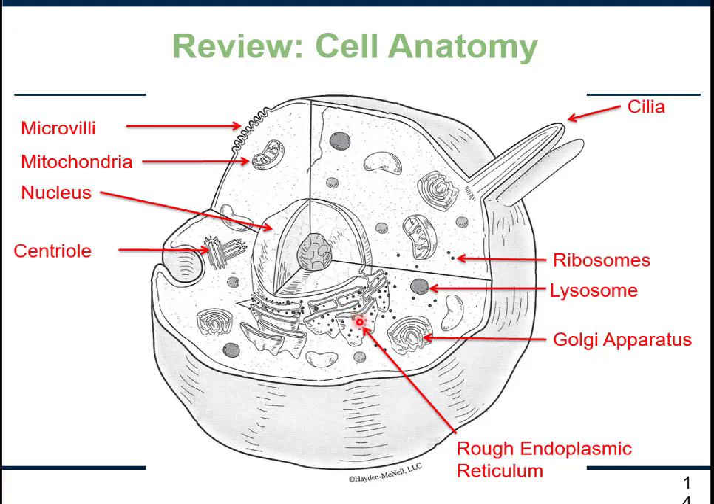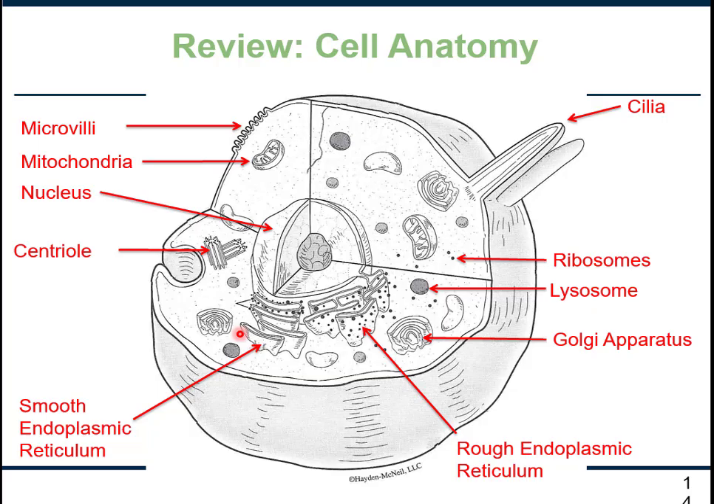If it comes into the rough endoplasmic reticulum, that RNA will also be converted into proteins, but those proteins are going to go to the Golgi apparatus for packaging for release from the cell. So in other words, the proteins coming off the rough endoplasmic reticulum are going to exit the cell at some point.